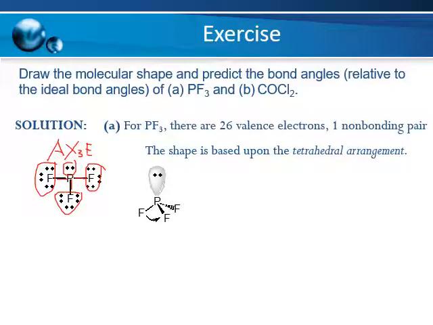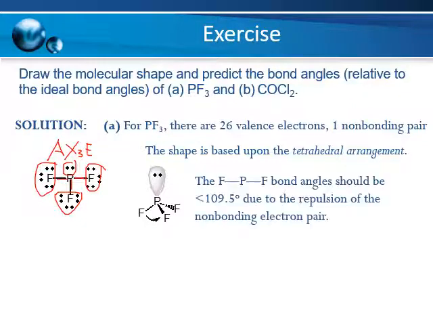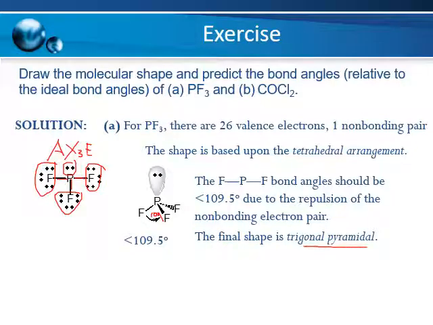So this one should have a bond angle less than 109.5, which you have to memorize, due to the repulsion of the non-bonding pair. So we call this trigonal pyramidal. You must memorize that AX3E is trigonal pyramidal. Okay, the type of shape is AX3E, correct. That is how trigonal pyramidal should be.